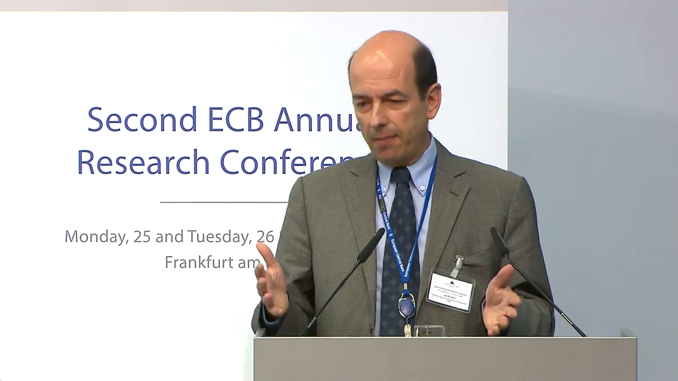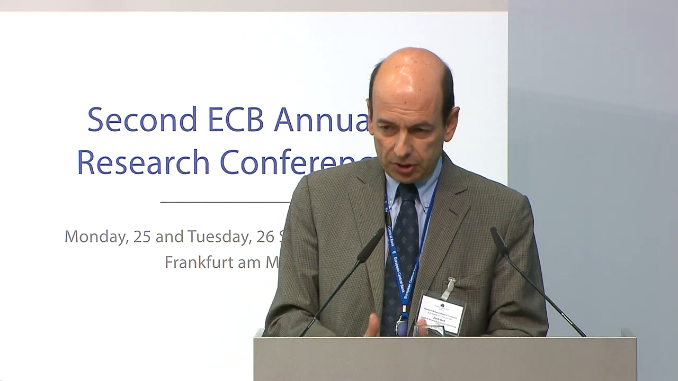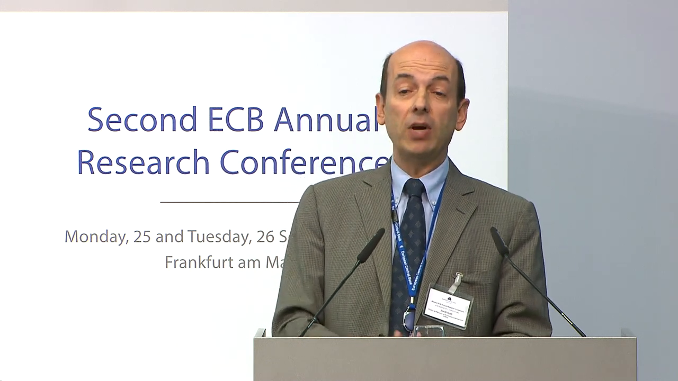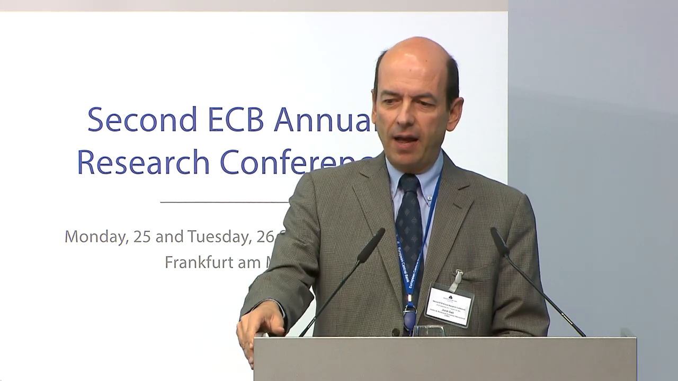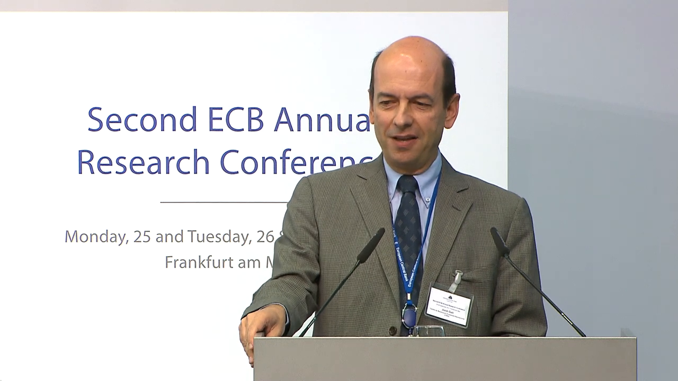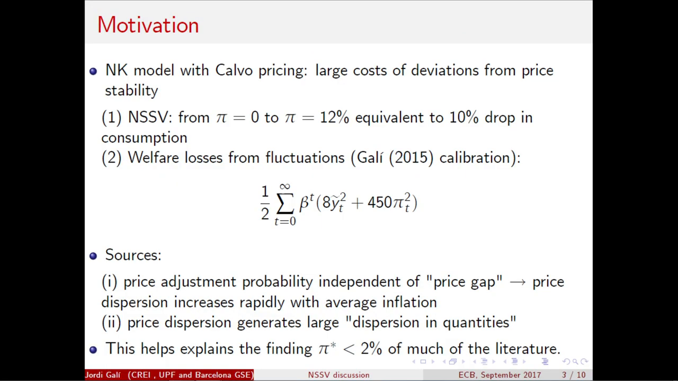If you look, as many researchers do, at the welfare losses from fluctuations in output gap and inflation in this Calvo model, and here I'm using a calibration from my textbook, you get a welfare loss function that looks like the one you see on the slide. So Y tilde is the output gap, and pi is inflation. You see that the coefficient on inflation is much larger than the coefficient on the output gap. And many of us feel really uncomfortable about this. We just can't believe this is right.